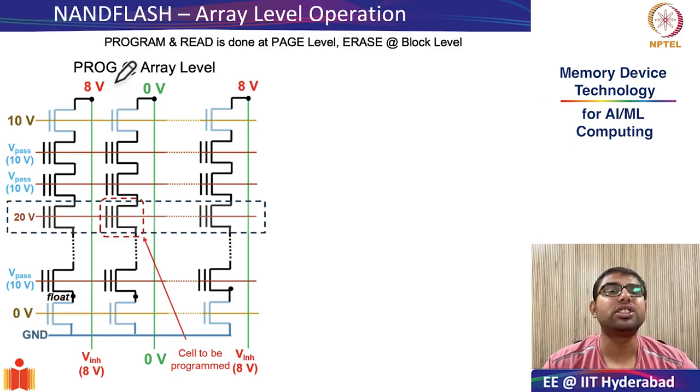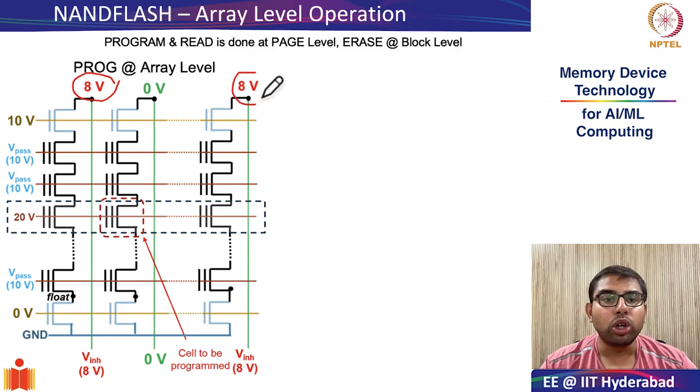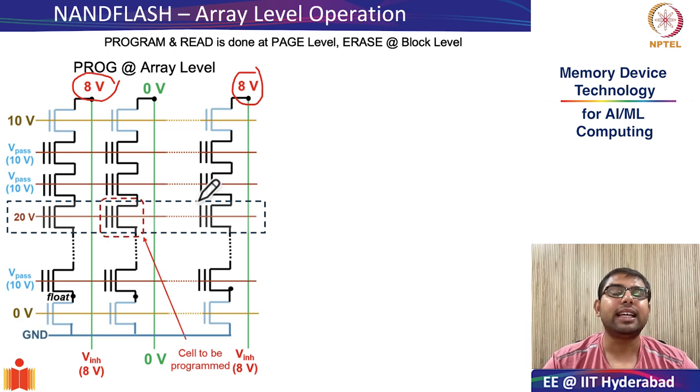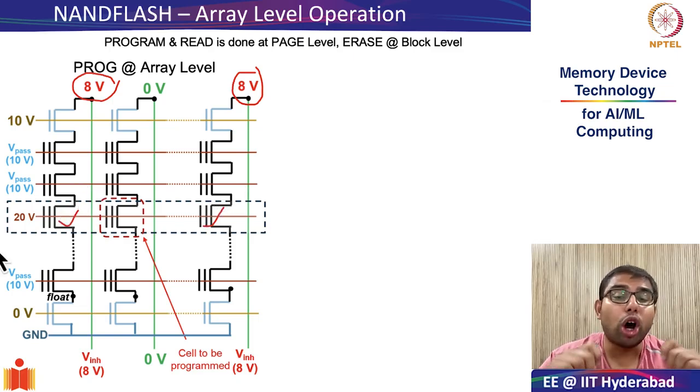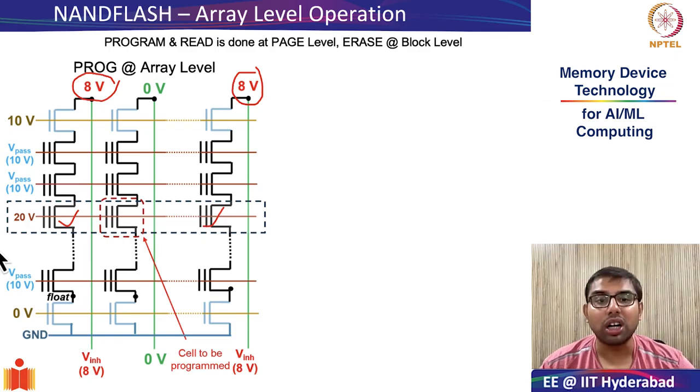Also, through a very interesting concept of inhibit voltage on the bit line of the cells you did not want to program or wanted to leave in the erase state, you ensured that you increase the channel potential of these cells, thereby not allowing the dominating Fowler-Nordheim tunneling mechanism to occur in these cells.